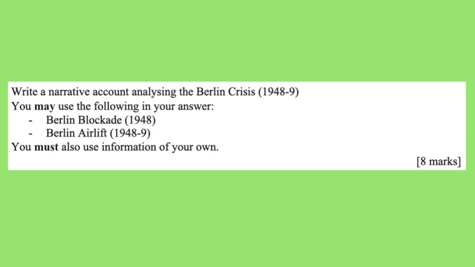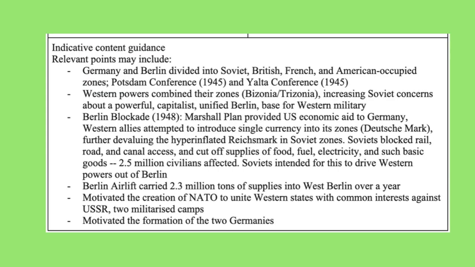This example is taken from the Superpower Relations and Cold War option. It says, write a narrative account analysing the Berlin crisis of 1948-9. You may use the following in your answer: the Berlin blockade of 1948, the Berlin airlift of 1948-49. You must also use information of your own. 8 marks. These are some of the points that you could have included in your answer.